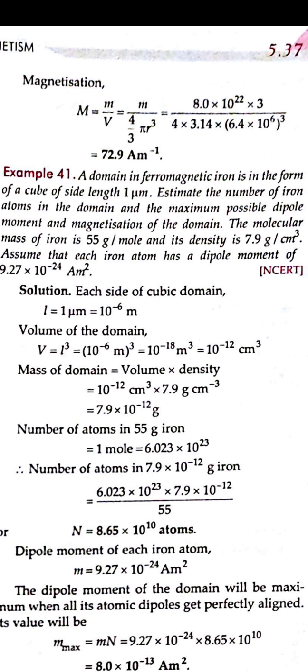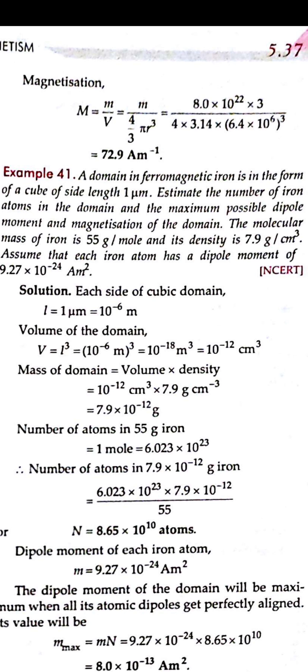So the mass of that domain is given. In this mass of domain, how many atoms can there be? So I'm dividing by 55, because we know that 55 grams has 6.022 into 10 to the power 23 atoms. So for 1 gram it will be 6.022 into 10 to the power 23 upon 55. And multiplying it by the mass of domain, that is 7.9 into 10 to the power minus 12, we get that the number of atoms will be 8.65 into 10 to the power 10 atoms.